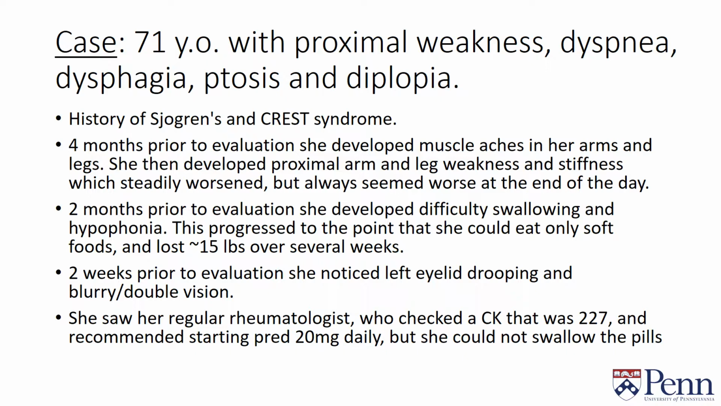At the time of our seeing her, she had 2 weeks of left eye ptosis and some blurring and double vision. She saw her regular rheumatologist who checked her CK, which was normal, but I think out of concern for her history of rheumatologic illness, there was concern for myositis. Her rheumatologist started her on 20 milligrams of prednisone that she couldn't actually swallow, and she came to neurology for further evaluation.